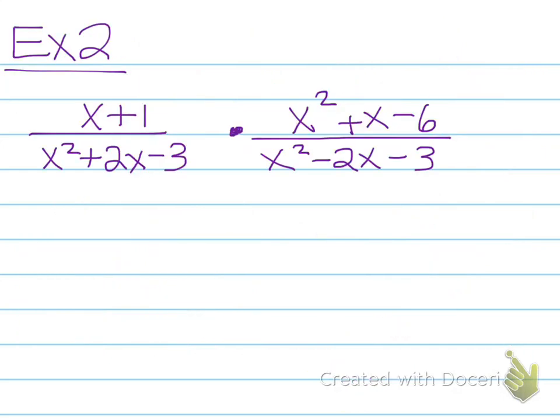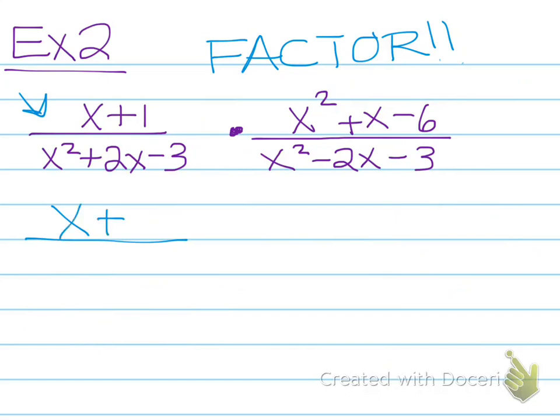Okay, our next multiplication problem is filled with polynomials. Now, the golden rule to doing anything with these rational functions is to factor, because you will see that things will simplify. So you need to know how to factor. That's the first thing you're going to do, okay? So in this first part, the numerator is already factored, so it stays x plus 1. And then the denominator actually factors into x minus 1 and x plus 3.